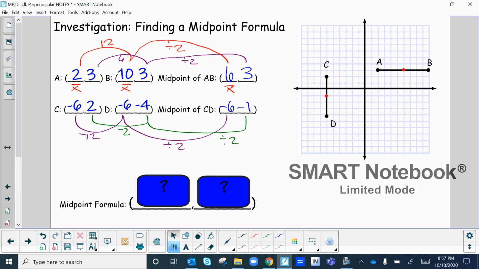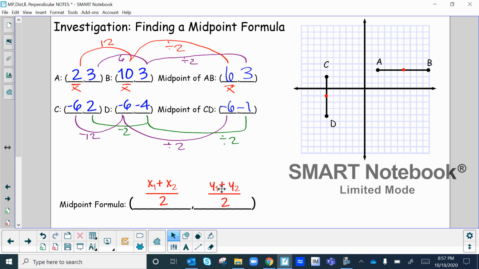So your formula is going to look like this, where you add the two x values, which we'll call x1 and x2, and divide by 2. Same thing goes for the y values. We'll add the two y values and then divide by 2. So that's your midpoint formula that you're going to use to find the midpoint of any segment on a coordinate grid. So that's midpoint. We'll practice that here in a second.